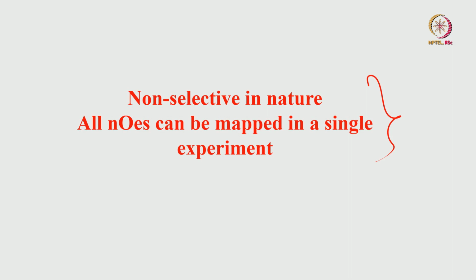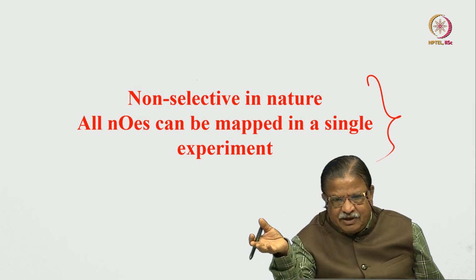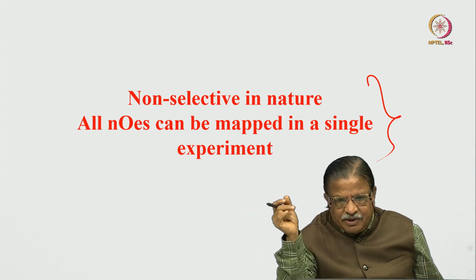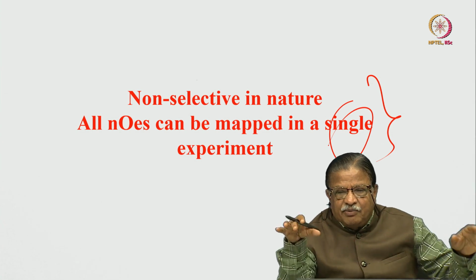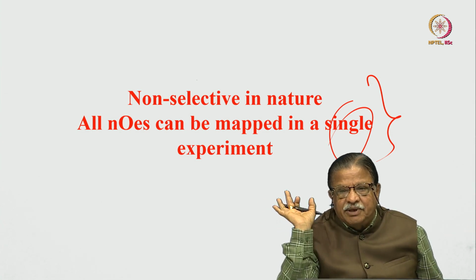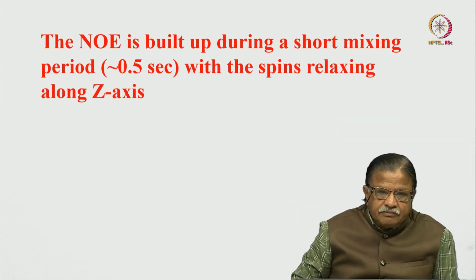In the case of steady state NOE, you remember I told you that you have to selectively saturate one of the spins and see the effect, the magnetization transfer to the neighboring spin. Selective, you have to do one by one. This is non-selective in nature. All NOEs to all the protons can be mapped in a single experiment. That is an advantage. So it is a non-selective experiment.